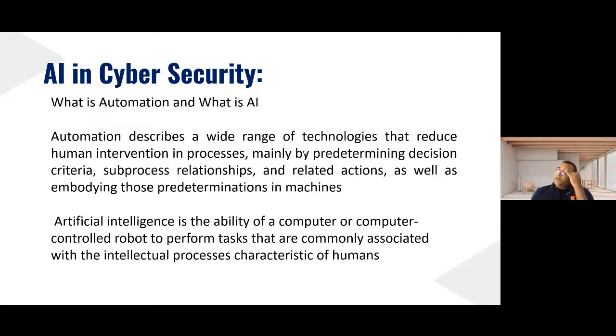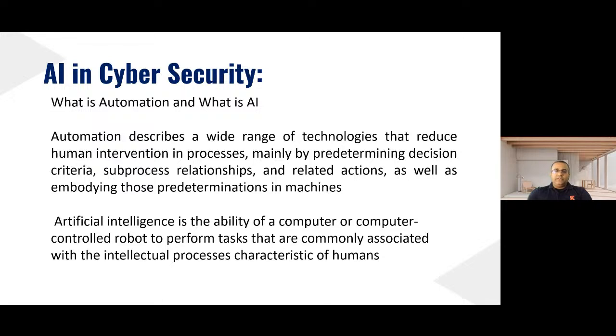Before we go into AI, let's understand the difference between automation and AI, because in a lot of places they'll talk about AI, and in the end the amount of AI they're using is very limited, or they may be using automation, but they're going to tell you they're using AI. Automation describes the wide range of technologies that reduce human intervention in processes, mainly by predetermined decision criteria and sub-process related actions, embodying those predeterminations in machines. We are taking our activity and pushing it to machines. That is predominantly what we can say.